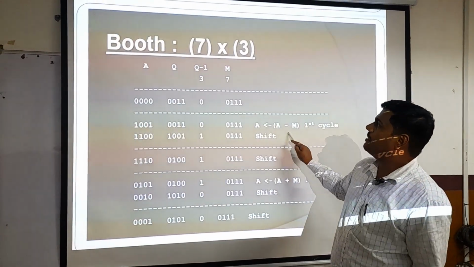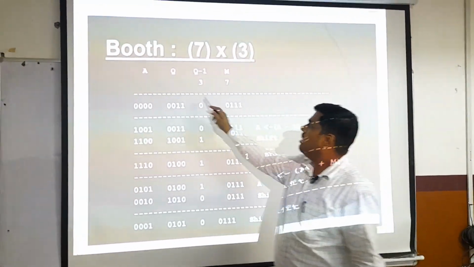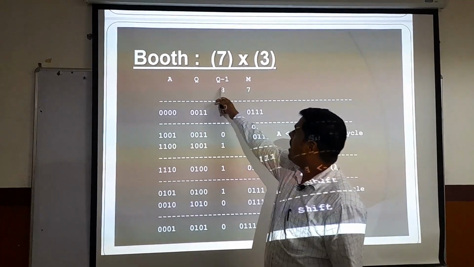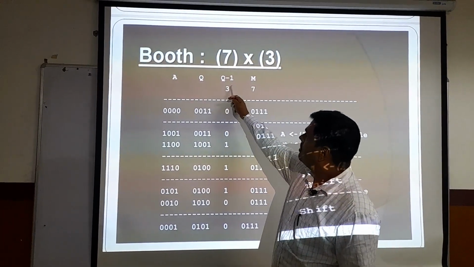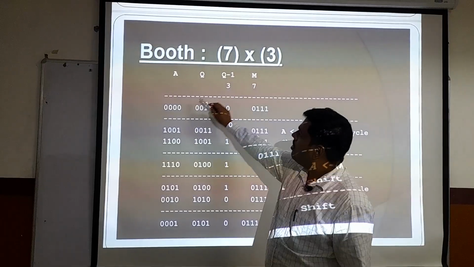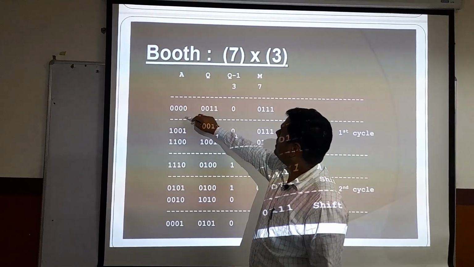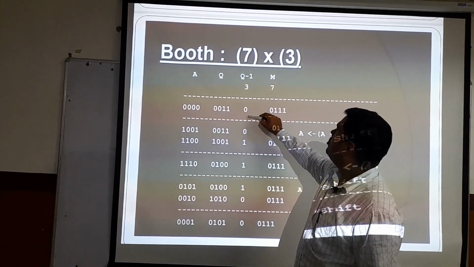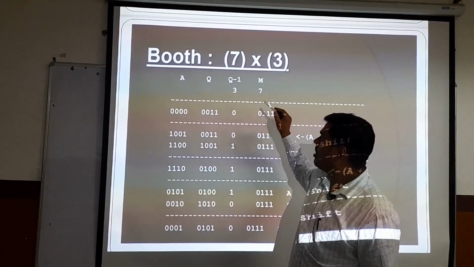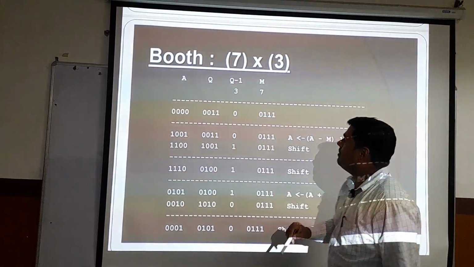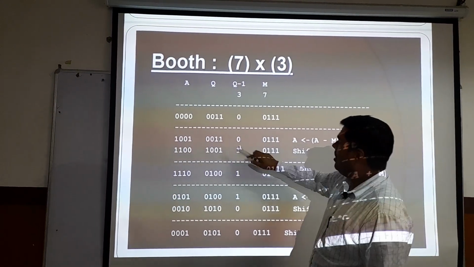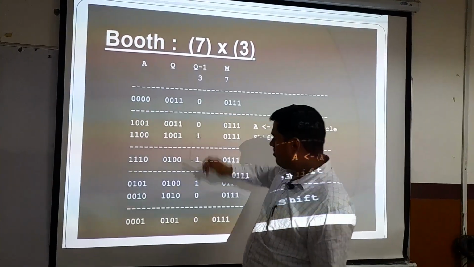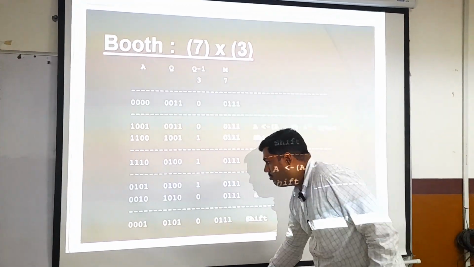These are the examples. Here is an example with 3 and 7. This is the multiplicand and 3 is the multiplier Q. Then convert: 0 0 is the accumulator, Q is 0 0 1 1. In the slide, Q minus 1 is equal to 0 and the multiplicand. Here I see that if 0 1. I am giving another example on the board.